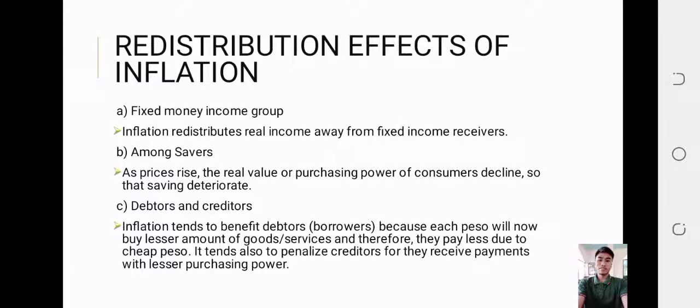Redistribution effects of inflation. A, it affects money income groups: inflation redistributes real income away from fixed income receivers. B, among savers: as prices rise, the real value and purchasing power of consumers' savings decline, so savings deteriorate.